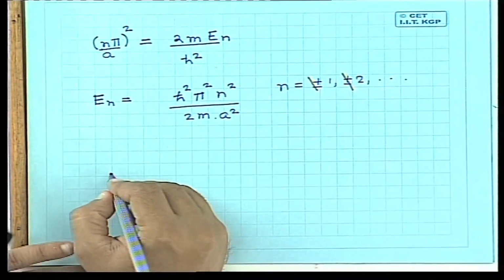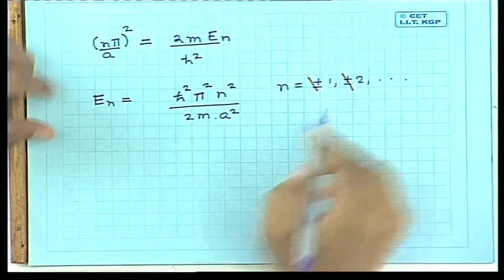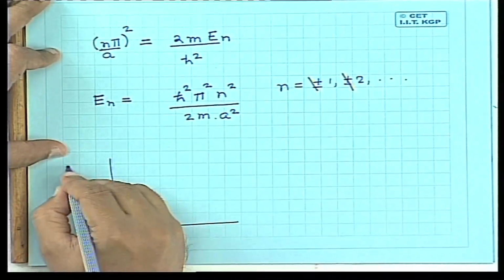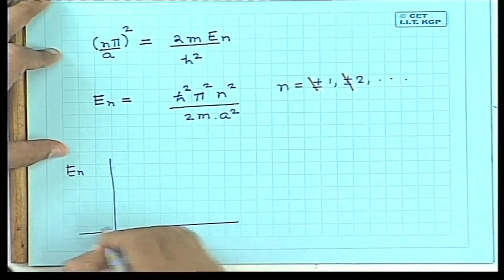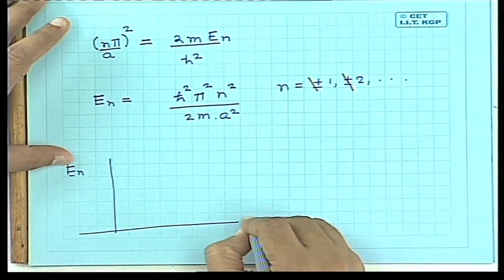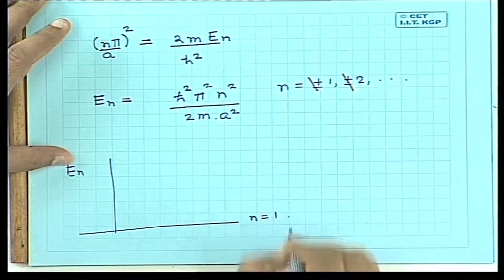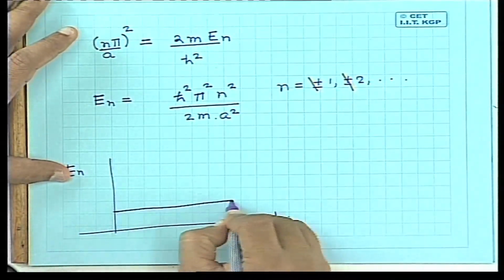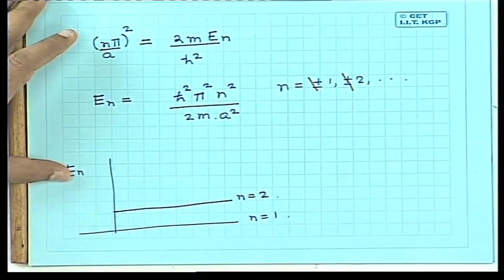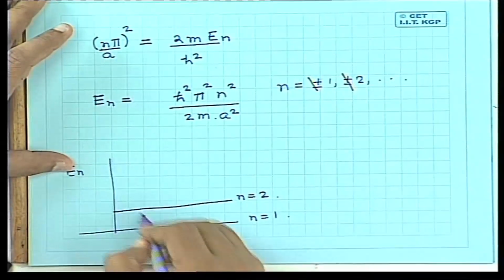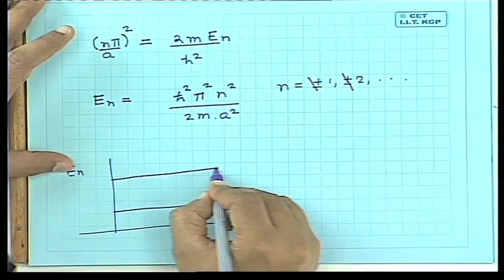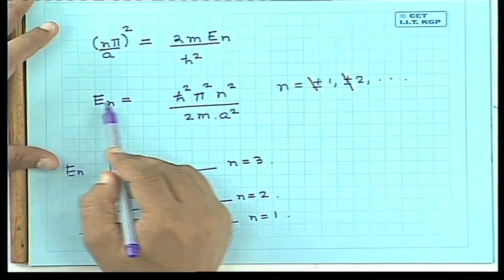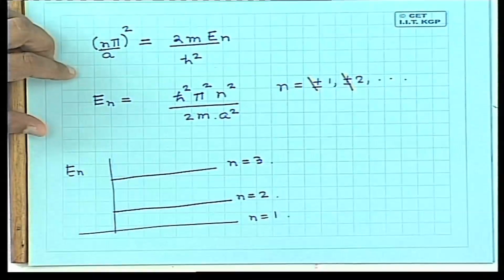So let me now plot the energy levels as a function of n. This is the energy, which is what I call the spectrum, if you remember. So n equal to 1, and then n equal to 2, the energy level will be somewhere here, let us say. For n equal to 3, the spacing will keep on increasing as I go to larger and larger values of n, because the energy is now proportional to n squared.